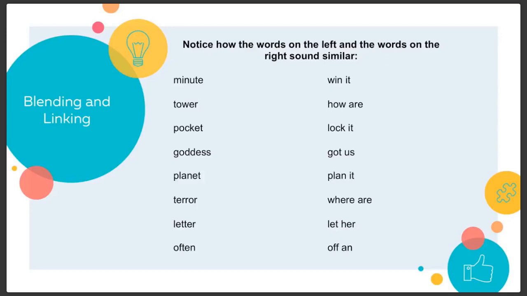Minute, win it. Tower, hour. Pocket, lock it. Goddess, goddess. Planet, planet. Terror, wearer. Letter, letter. Often, often. So guys, you see, they sound very similar, almost exactly the same, honestly. A lot of them are exactly the same. But you can see with your eyes that these are different words with different letters. So let's talk more about this.